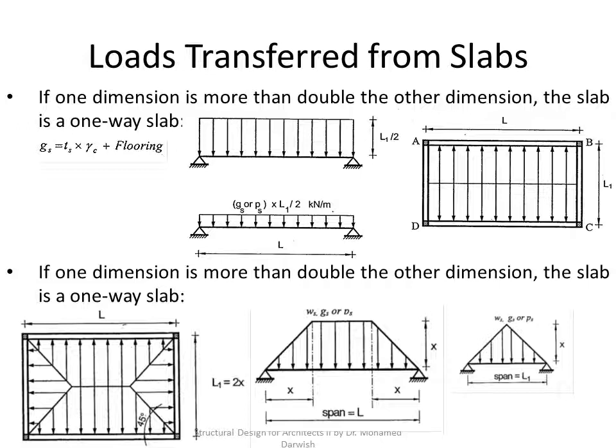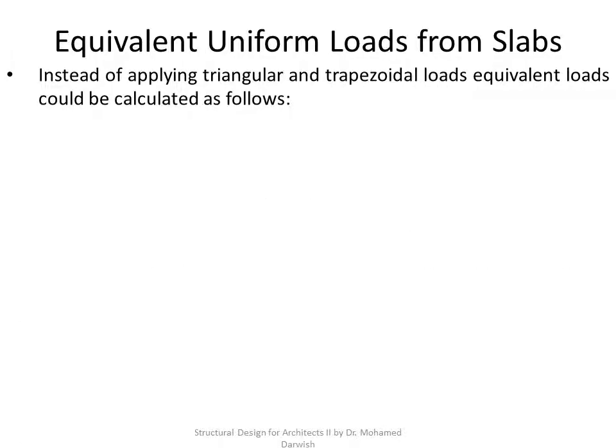What if we are talking about a two-way slab? Sorry, this is a typo here. It's a two-way slab, not a one-way slab. So if we're talking about a two-way slab, that means here we have one dimension which is less than double the other dimension. So that means that we'll start distributing the loads on each. One will have this trapezoidal load acting on it, and the other will have this triangular load acting on it. So it's not just a rectangle as previously said.